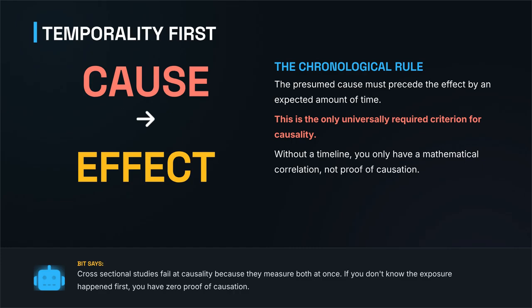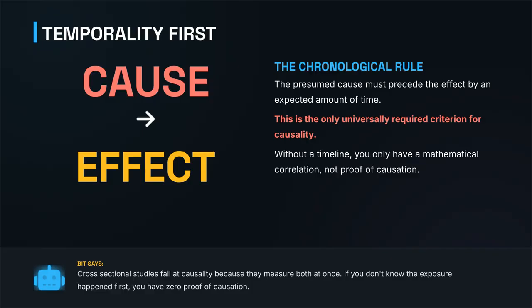Cause mathematically leads to effect. The chronological rule dictates that the presumed cause must precede the effect by an expected amount of time. This is the only universally required criterion for establishing causality. Without a firm timeline, you only have a mathematical correlation, not true proof of causation.